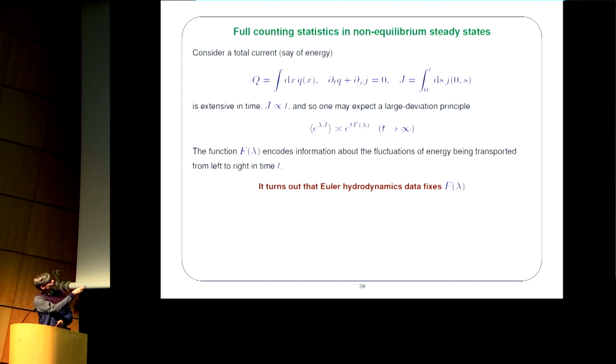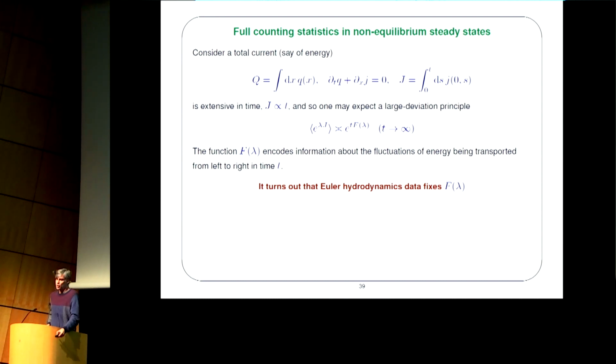So f of lambda encodes information about fluctuation of, say, energy being transported. And it turns out that this f of lambda, again, is completely determined by other hydrodynamics data, in particular by this flux Jacobian. F of lambda encodes, if you do the expansion of that, not just the 2-point function, but 3, 4 and 5-point functions integrated of the current. So this is higher point function. And again, higher point functions are still fully encoded in Euler hydrodynamics.